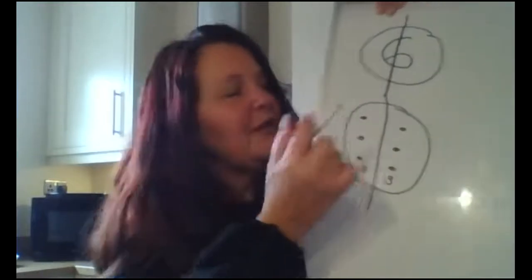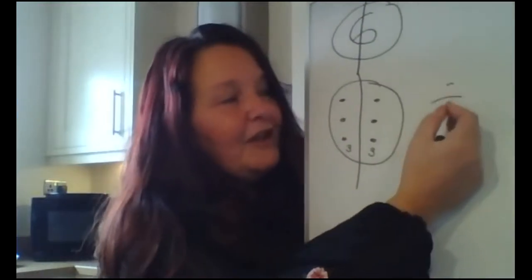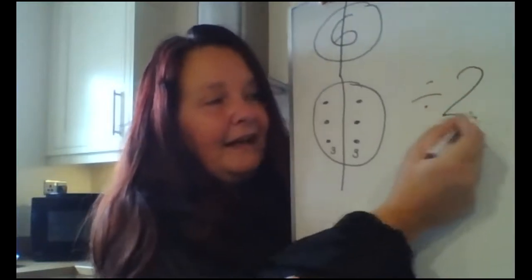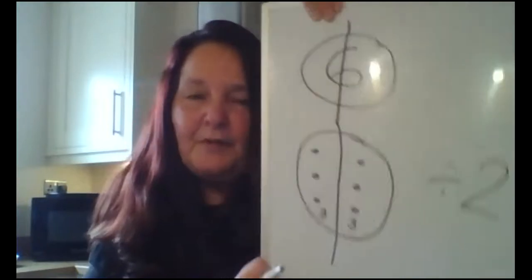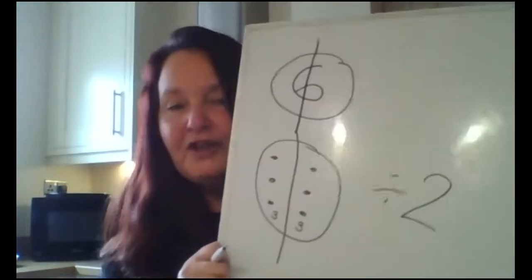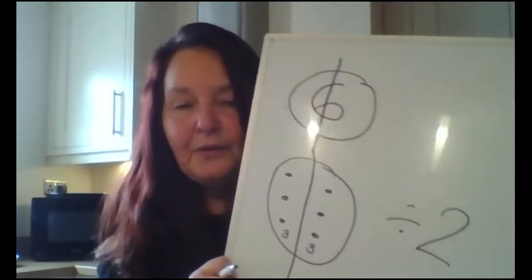I've shared it between 2, and we did sharing yesterday. Oh, look at all these things all coming together. So when we halve something, we're sharing it between 2. And when we double something, we're multiplying it by 2 or timesing it, making 2 groups of.